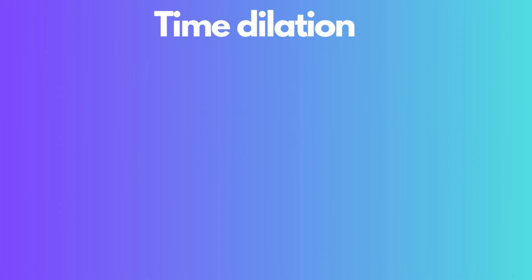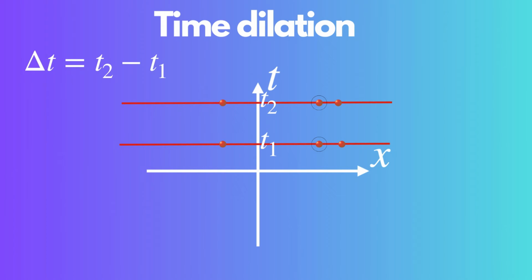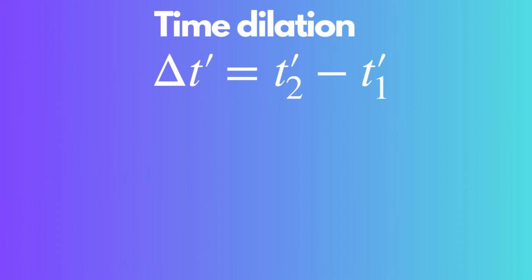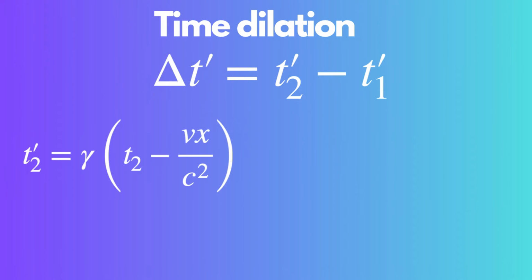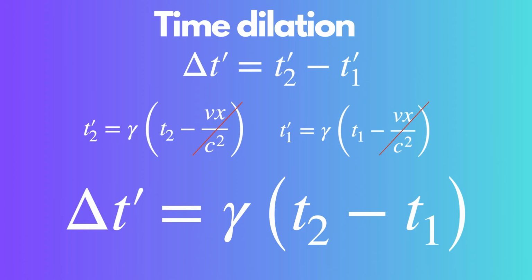Time dilation appears when we ask the following question: what does the person moving relative to us, who uses the primed coordinates, think our time separation is? Specifically, we want to know what the difference in t primed coordinates is between the events that we've labelled t2, x and t1, x. Well, let's just simply plug this into our Lorentz transformations. But remember that from our perspective we're still, so x2 is equal to x1, and so the x-dependent terms actually cancel each other. This formula fully describes time dilation.